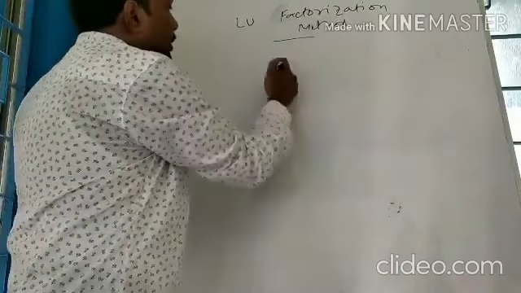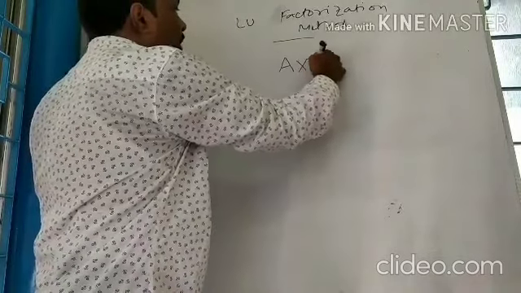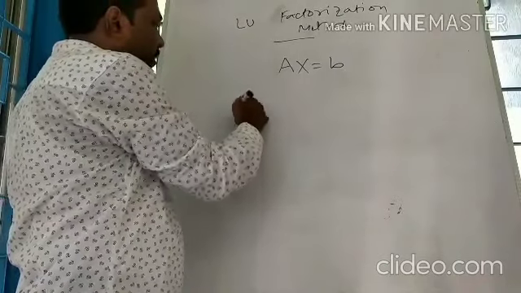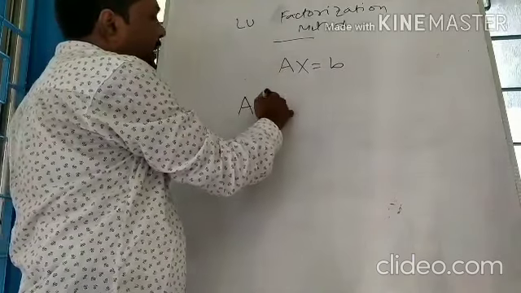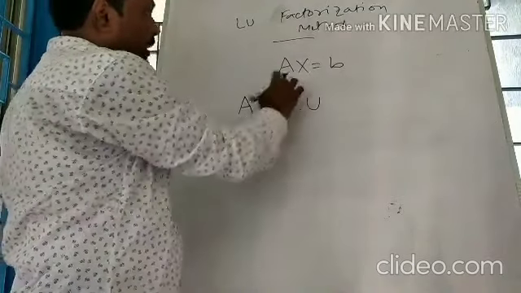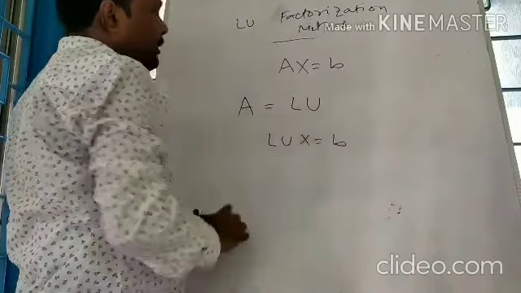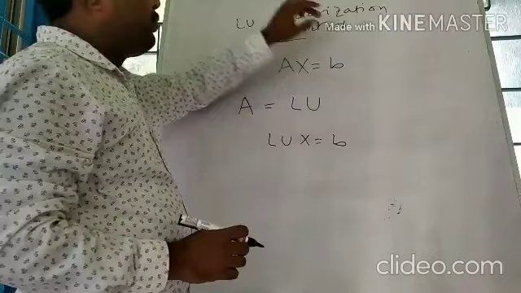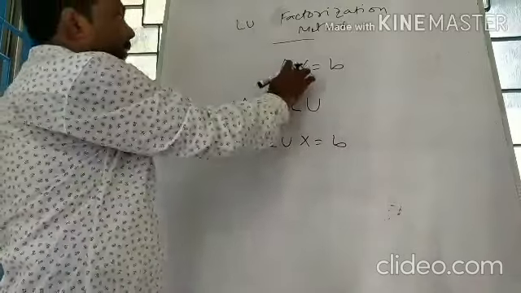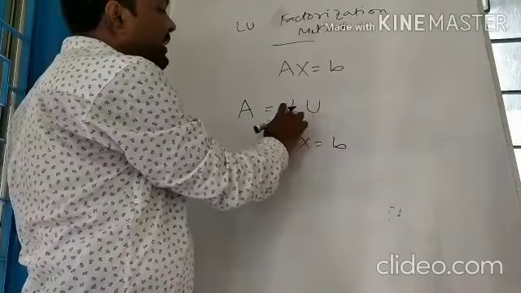Suppose we have a system of equations Ax equals B, where A is known, B is known, and the unknown is the variable x. First, decompose the coefficient matrix A into a product of two matrices L and U. Then LUx equals B.